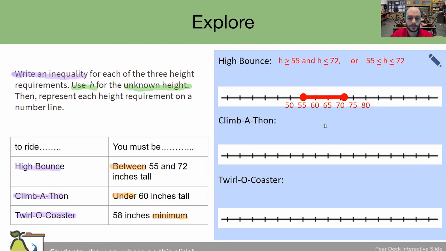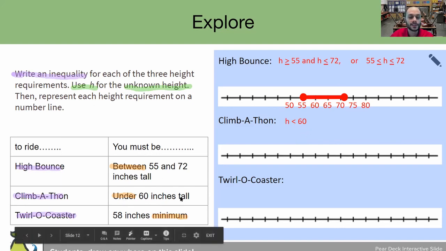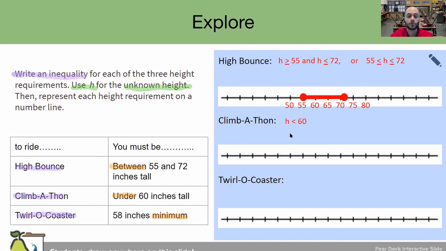Let's take a look at Climathon. Now, Climathon says under 60 inches tall. Please pause the video and let us know, what does your inequality look like for under 60 inches tall? All right, welcome back. If you said that your inequality looks as follows, you are correct. H is less than 60. You have to be under 60 inches tall in order to ride Climathon, which means you cannot be equal to 60. You have to be less. So you have to be heights like 50 inches tall, 40 inches tall, anything as long as you are less than 60, you will be allowed to ride.